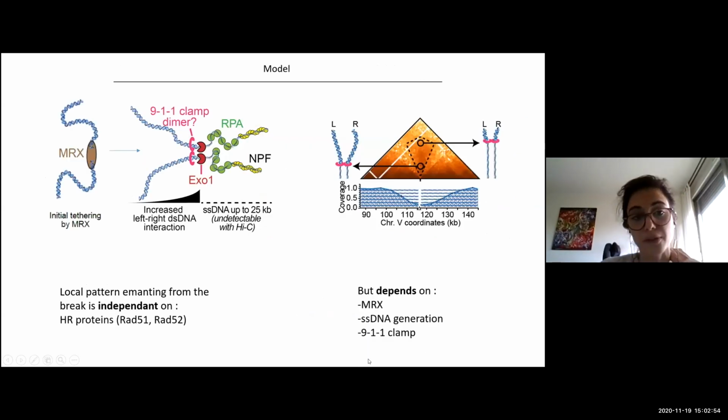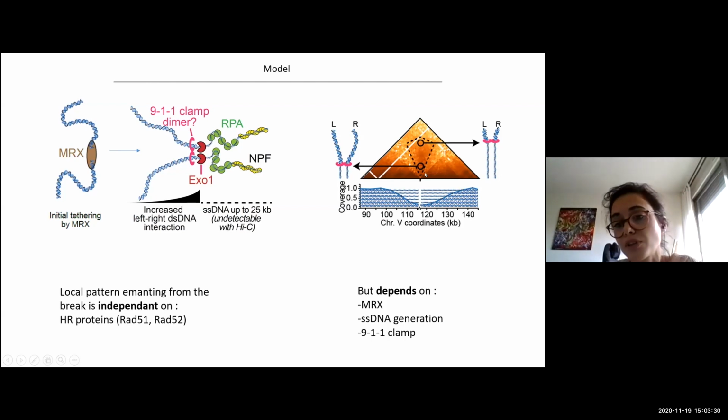So this is the model that we propose from this data. Soon after the double-strand break is induced, the MRX complex is recruited to tether both double-strand break ends. Then MRX favors the recruitment of Exo1, a nuclease that will extensively degrade double-strand break ends and redistribute the 9-1-1 clamp at the double-stranded, single-stranded DNA junction. This clamp has the ability to dimerize through Rad17. So we propose that it could be structurally involved in the bridging of both double-strand break ends.